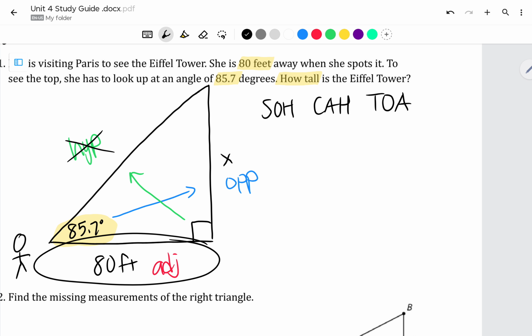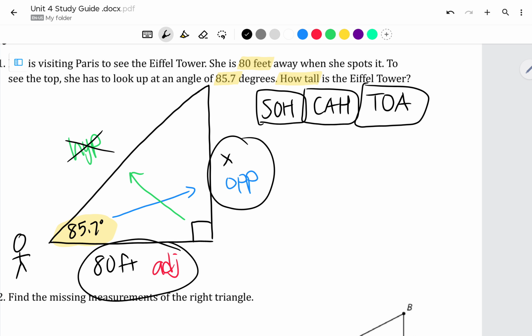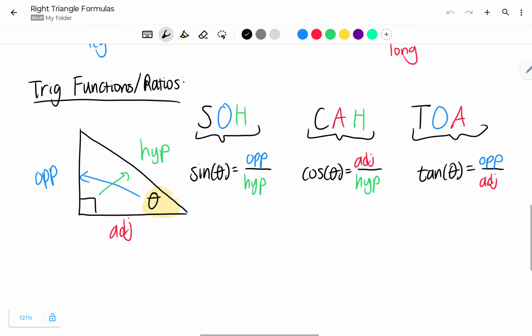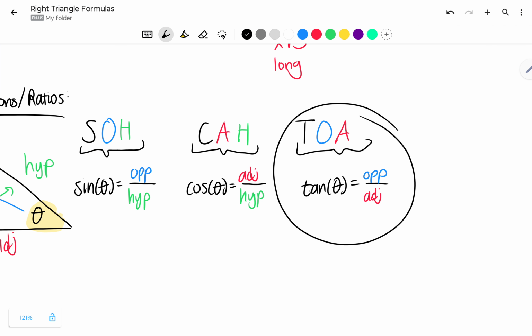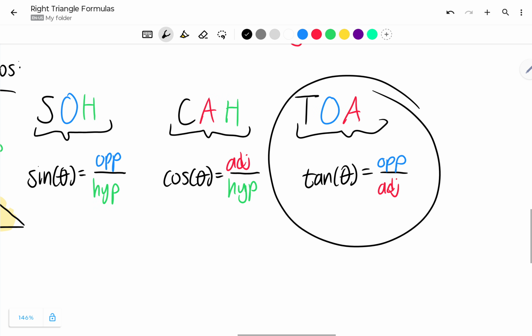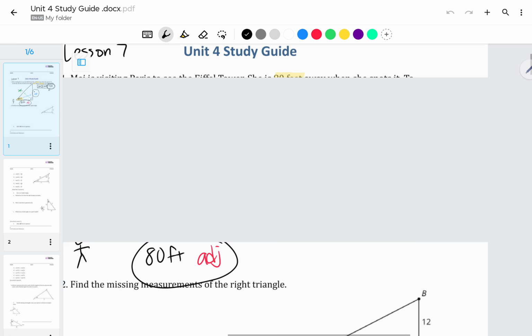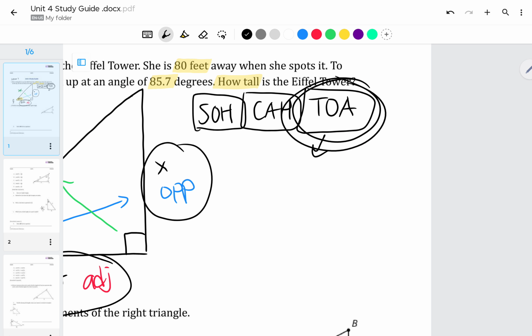I'm trying to figure out what the x is going to be, the opposite side. And I know the adjacent side is 80 feet. So I'm not using the hypotenuse. I'm going to use opposite and adjacent. Which one of these three has O and A for opposite and adjacent? That's going to be tangent. So we're using tangent here. How do I set up tangent? It's this one, okay? Tangent of the angle is equal to opposite over adjacent. And then it's spelled out here, right?